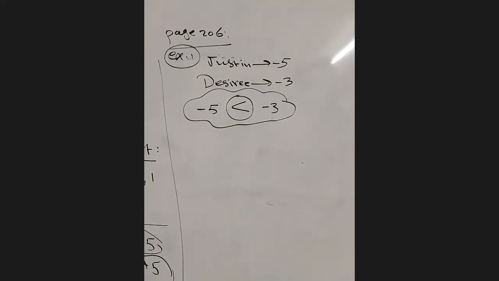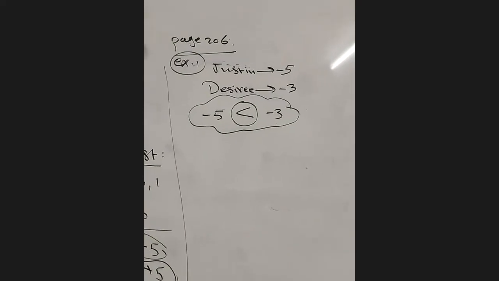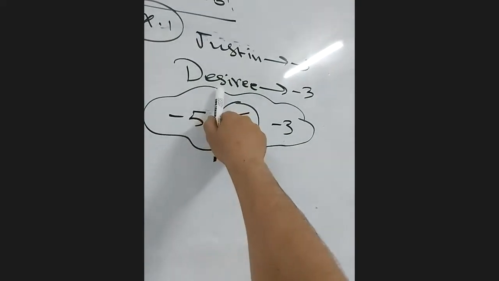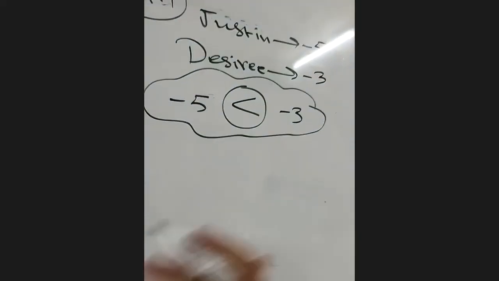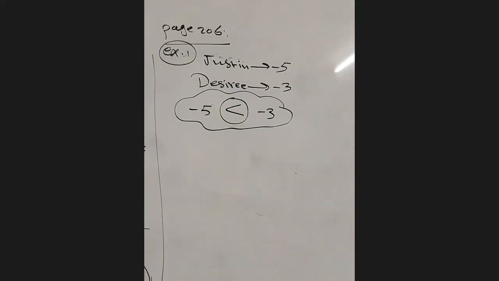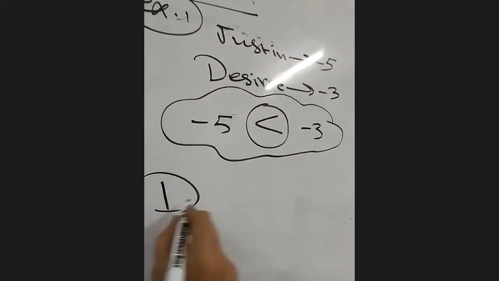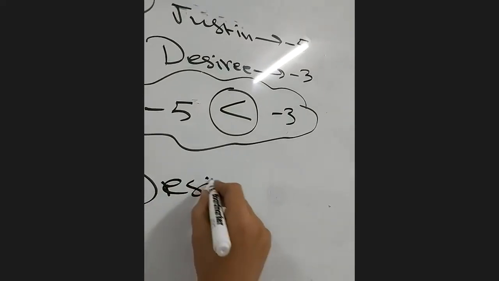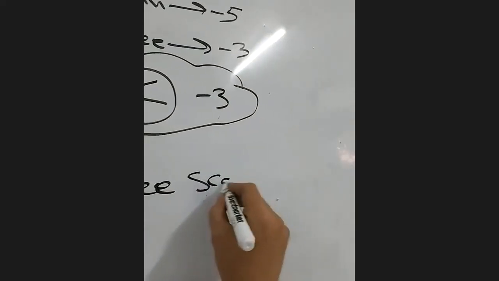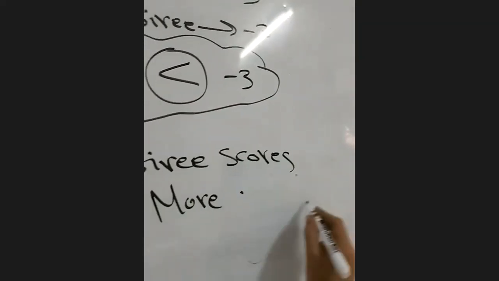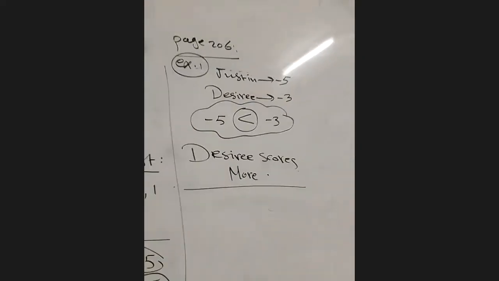Now, the second part: they said, explain this inequality. Negative 3 for Desiree means Desiree scores more or less? More. So here, the explanation: Desiree scores more, more points or more whatever in the game.